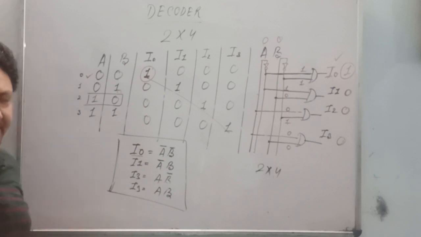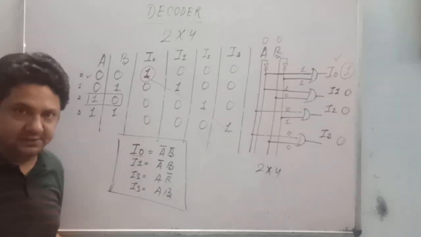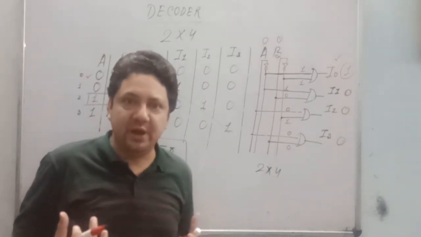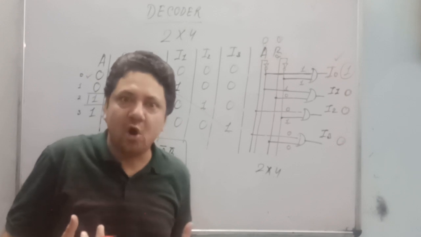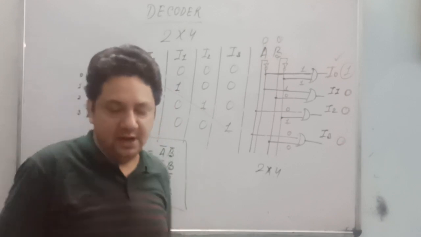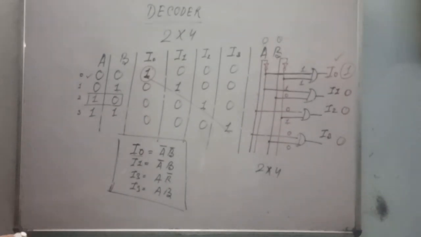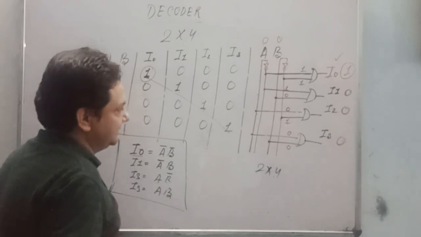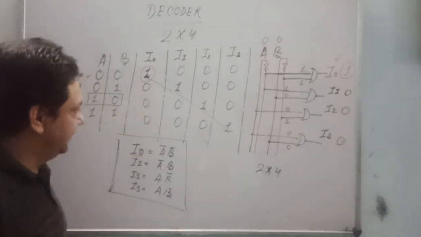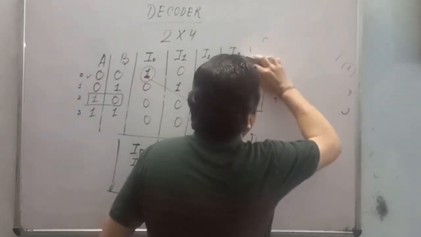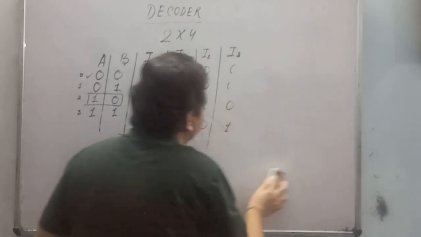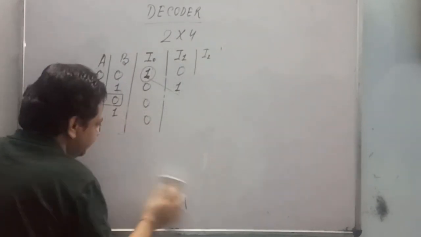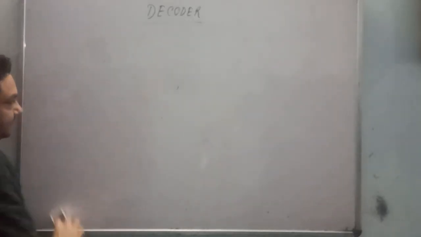What about the next circuit? Next is 3 into 8. If the 3 inputs are coming, then how many outputs will be produced? Decoder 3 into 8 means 3 inputs are coming and the 8 outputs will be produced by the decoder. Understand? So I'm just erasing because another truth table we have to draw for the 3 into 8 decoder. Okay, fine. Okay, just a moment. If you understand 2 into 4, you can easily understand 3 into 8. No problem.